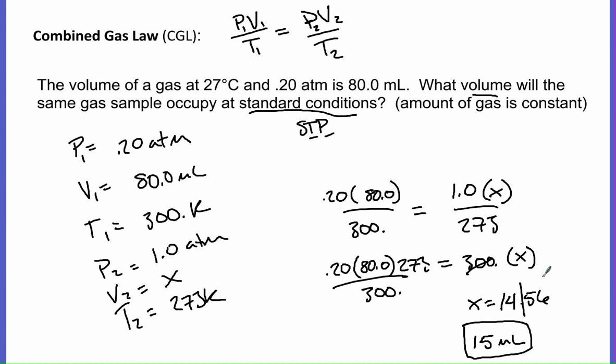Right, this is one that you've got to be careful on. You can try and predict what it is ahead of time. The pressure did get bigger, so that would make you think the volume gets smaller. So that seems reasonable. The temperature got smaller though, and that also would make you think the volume got smaller. So this is easy enough to say yes, that's a reasonable answer. 15 is smaller than 80.